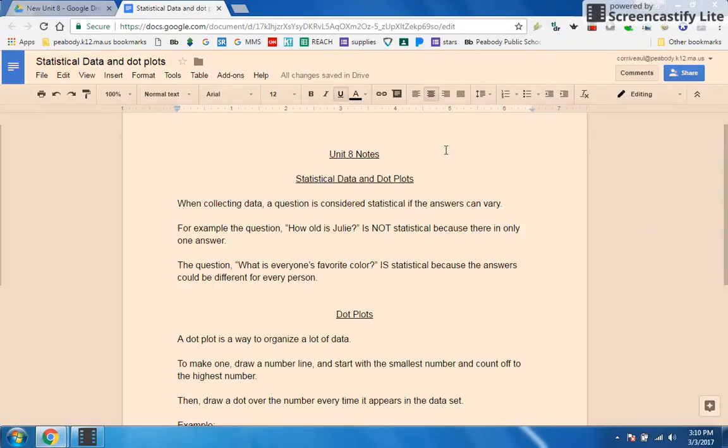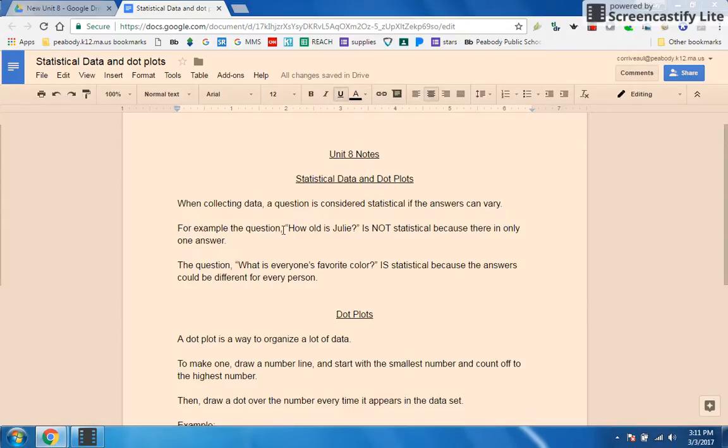So when you're collecting data, a question is considered statistical if the answers can vary. So what that means is if you ask a group of people a question and they all give you the same answer, then that is not statistical because the answers are all the same. You want to come up with a question to survey people where everyone's going to say something different. And if that's the case, it's considered a statistical question.